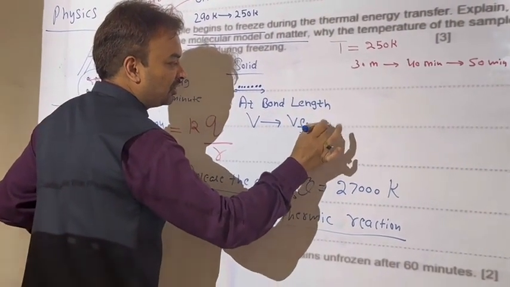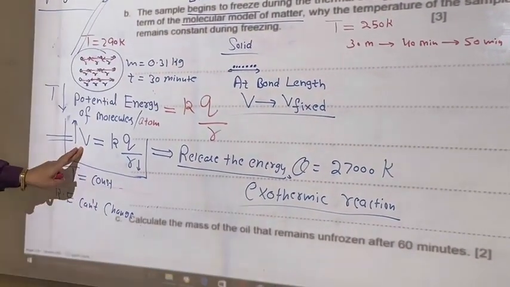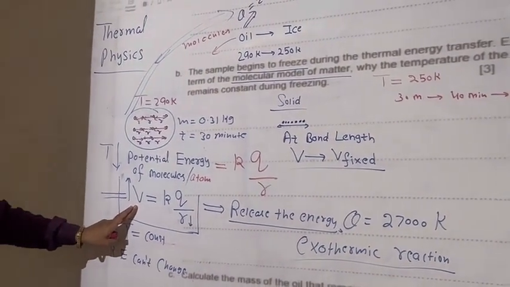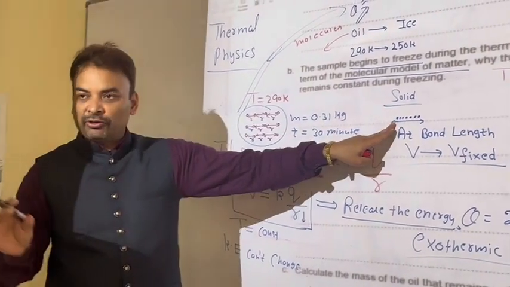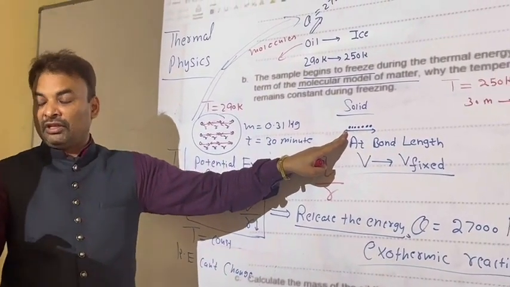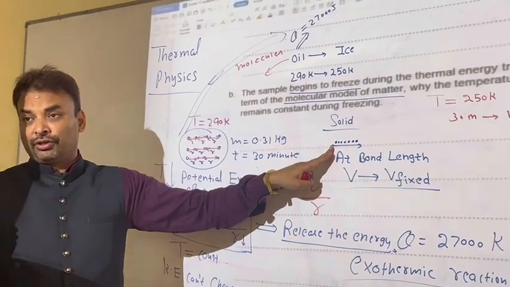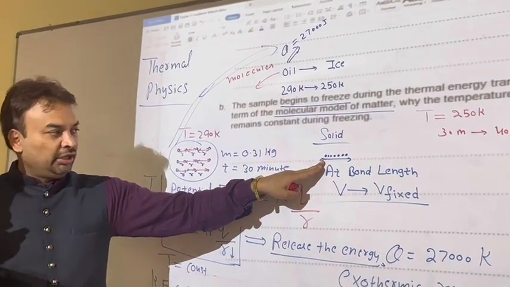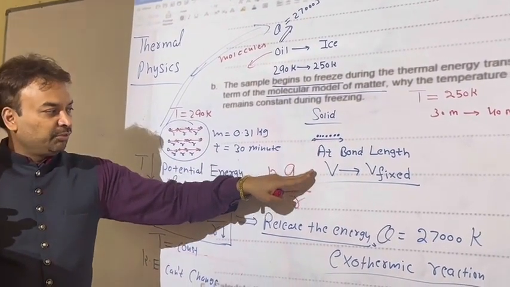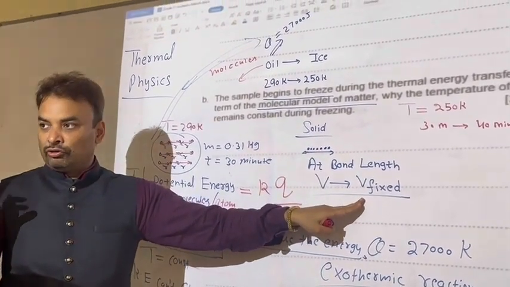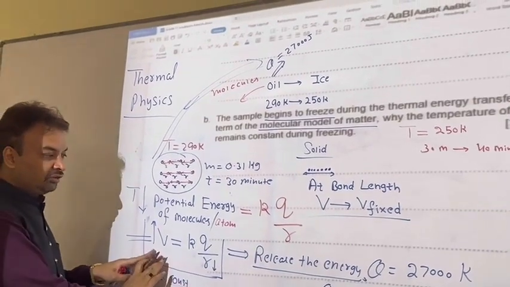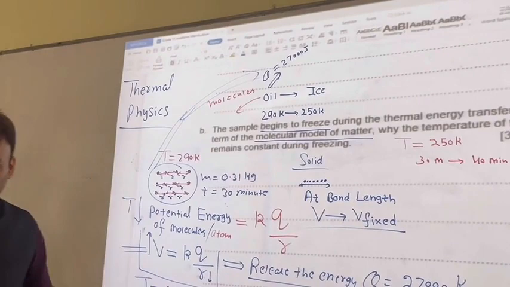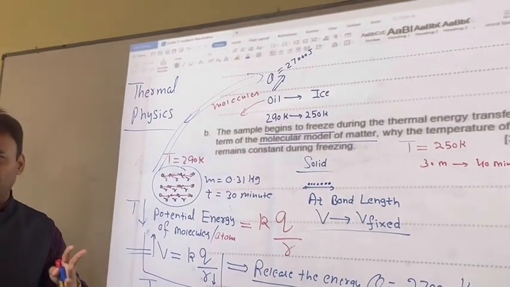This is fixed. It means when a bond is created, when the oil turns into ice, there is a bond length, and the gap is reduced till the bond length. The value of bond length is different for different liquids. So for this oil, if the bond length is achieved, the potential energy is fixed. After that, everything will be stable, and the refrigerator will not do anything more.